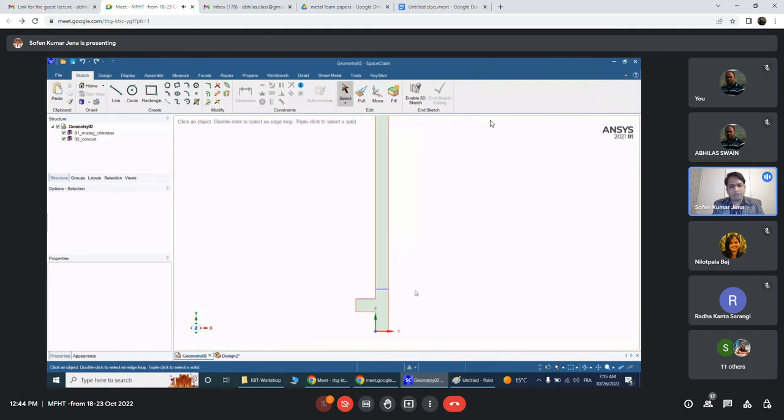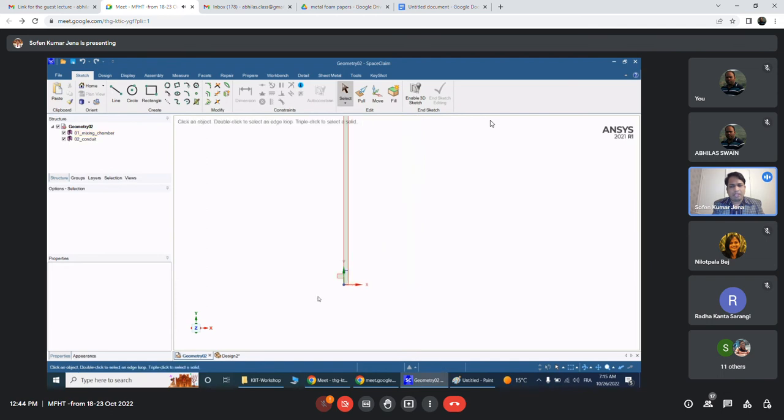Already I have prepared a geometry for you. I just divided the whole geometry for the slot flow simulation into two parts. One is the mixing chamber, where the water is coming from here and air is coming from here, they mix in the chamber and move apart. Then there is a conduit that I developed.